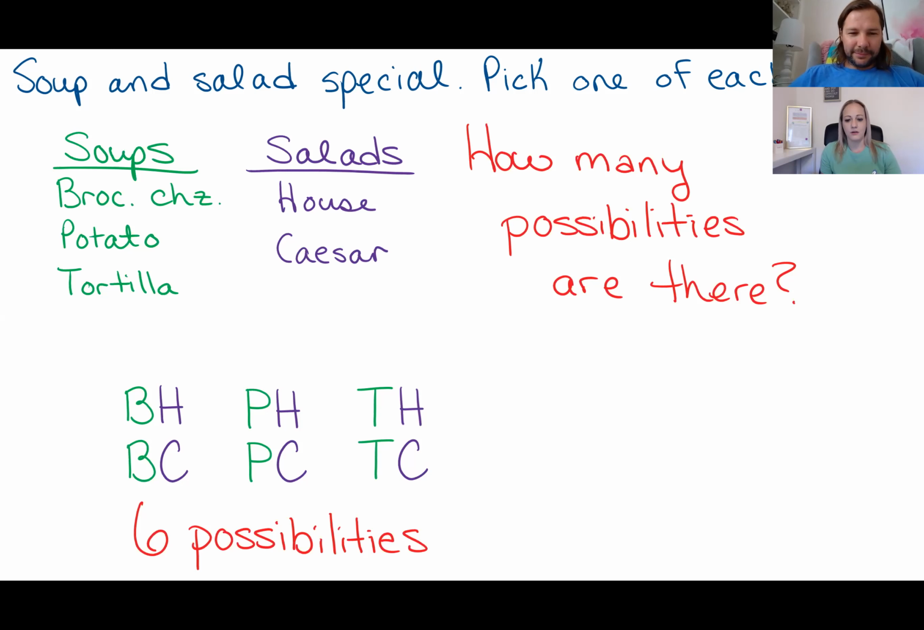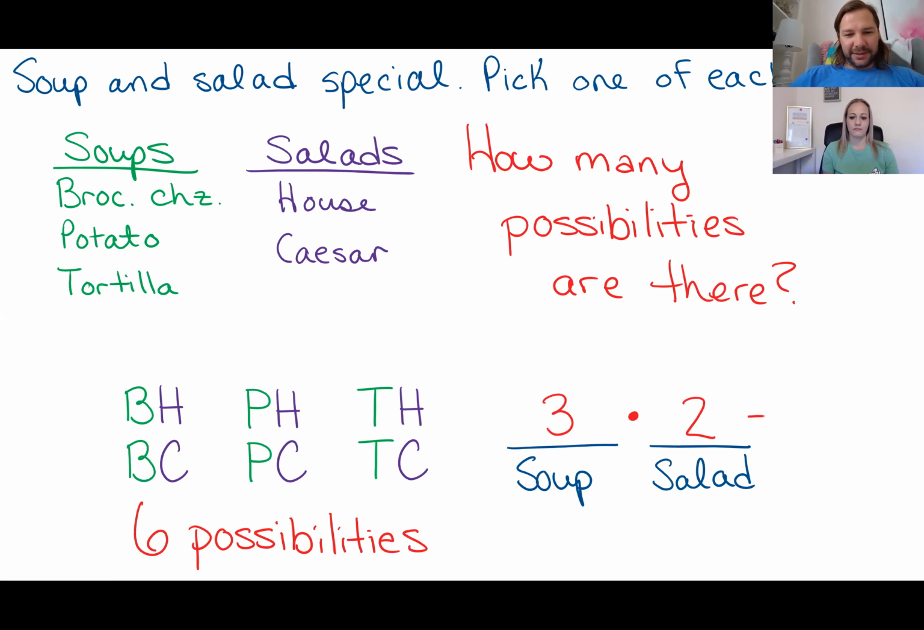Now, Dr. Insko, can you figure out a way for us to get the same answer, but in some sort of mathematical way? Sure, you would look at the number of possibilities for the green letters, which there are 3, and then the number of possibilities for the purple letters, and there are 2. So 3 times 2 gives you 6 possibilities. Exactly. So instead of listing them all out, one way that we could have done this was just to count however many options we had for soups, however many options we had for salads. We multiply those 2 numbers together, and we still get the same final answer.